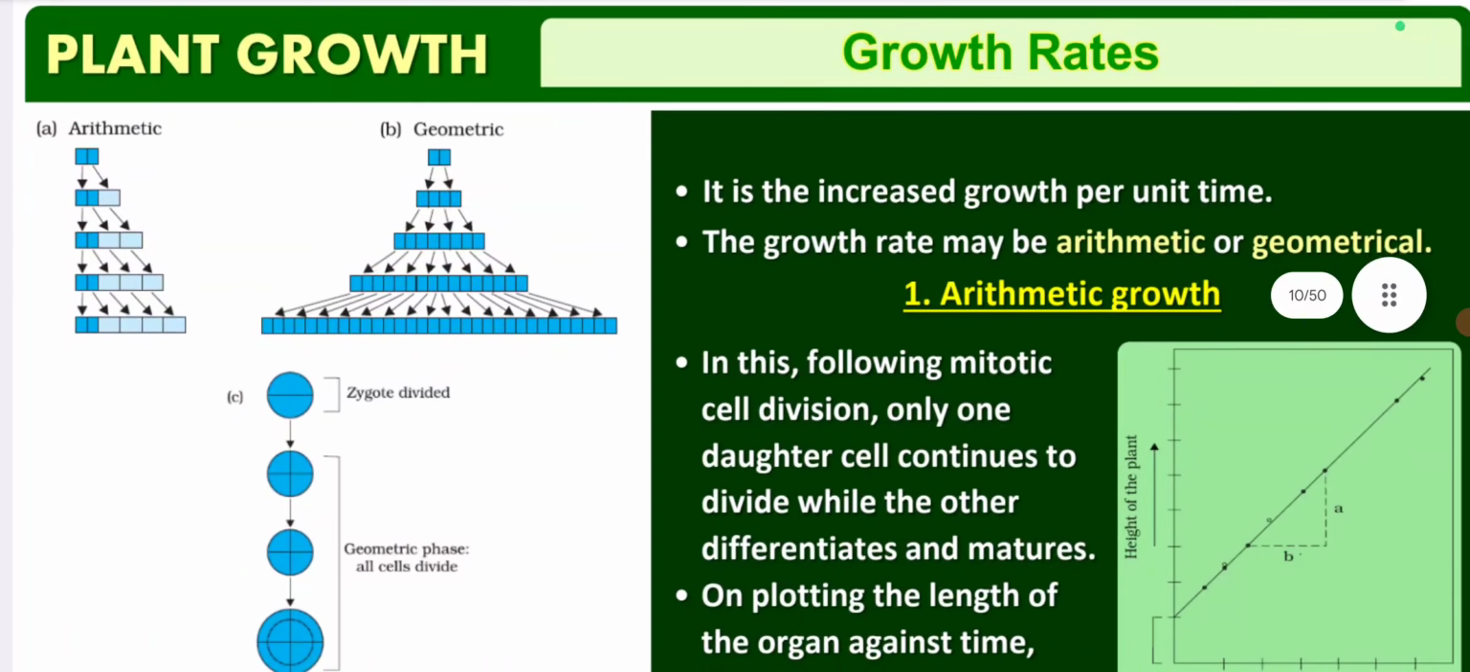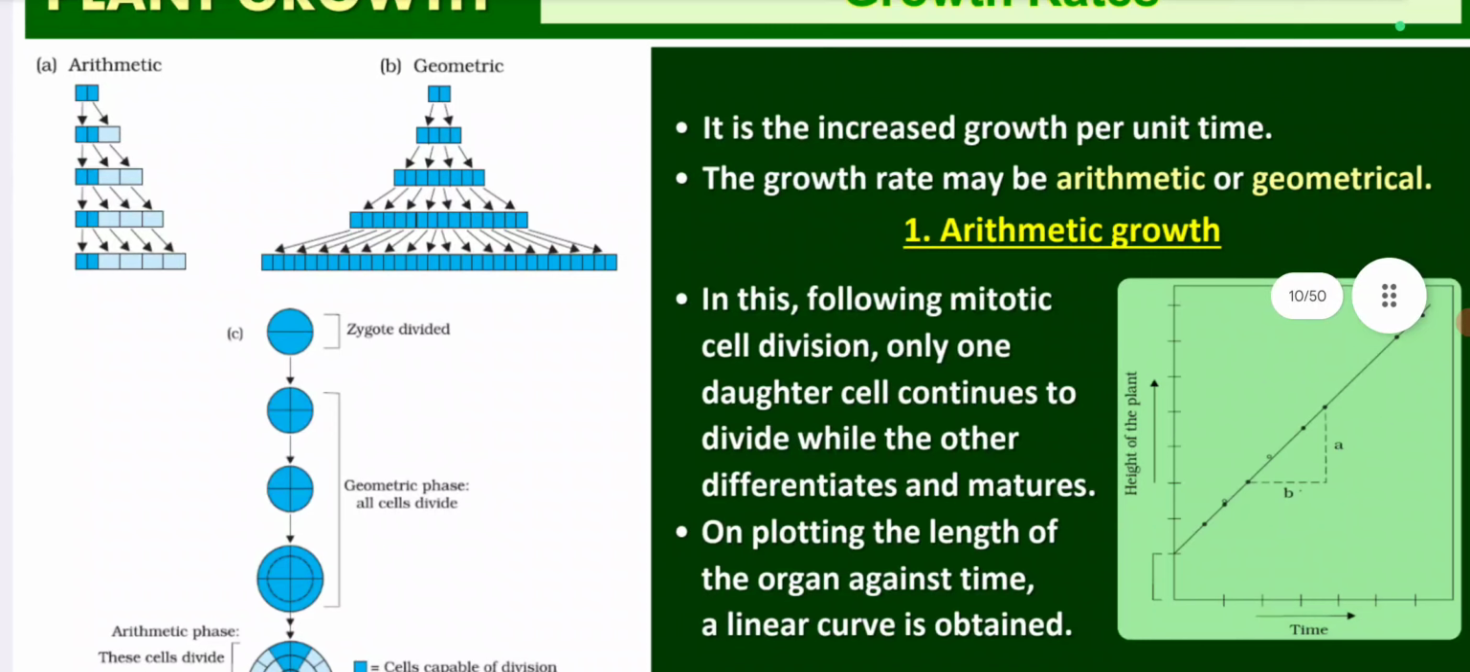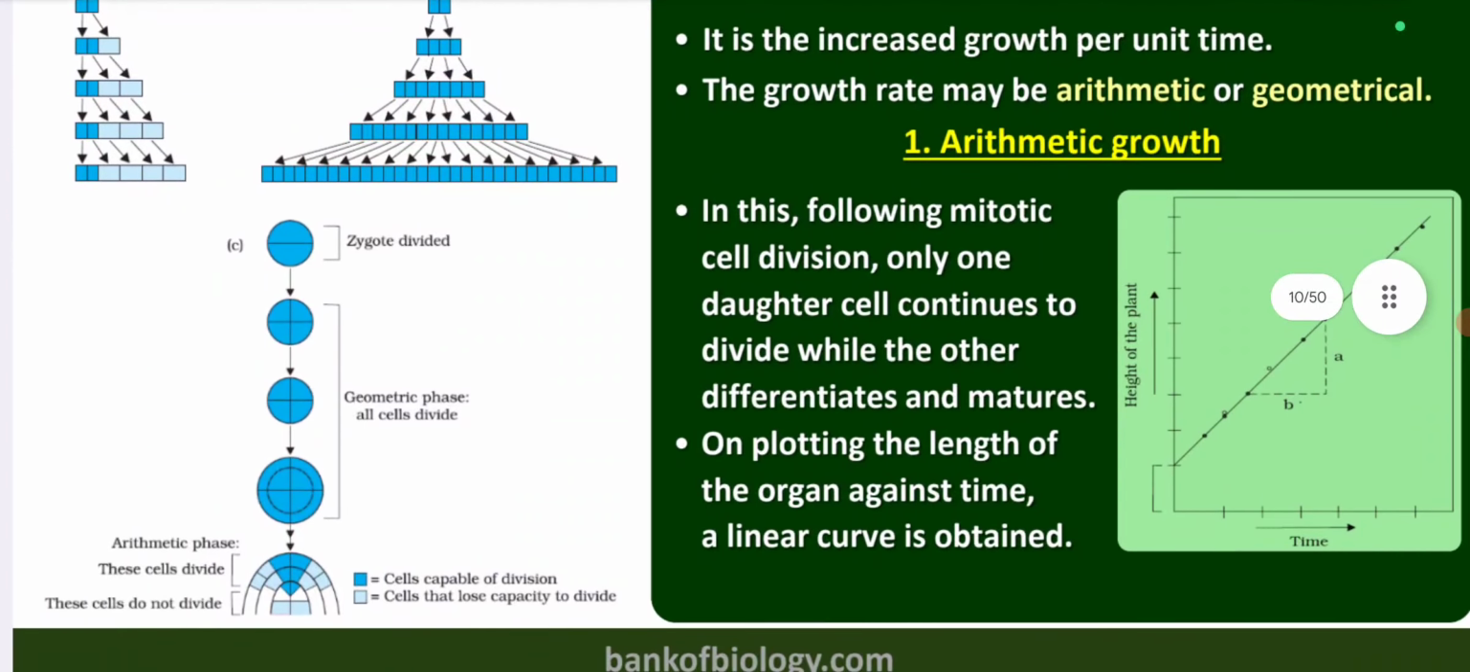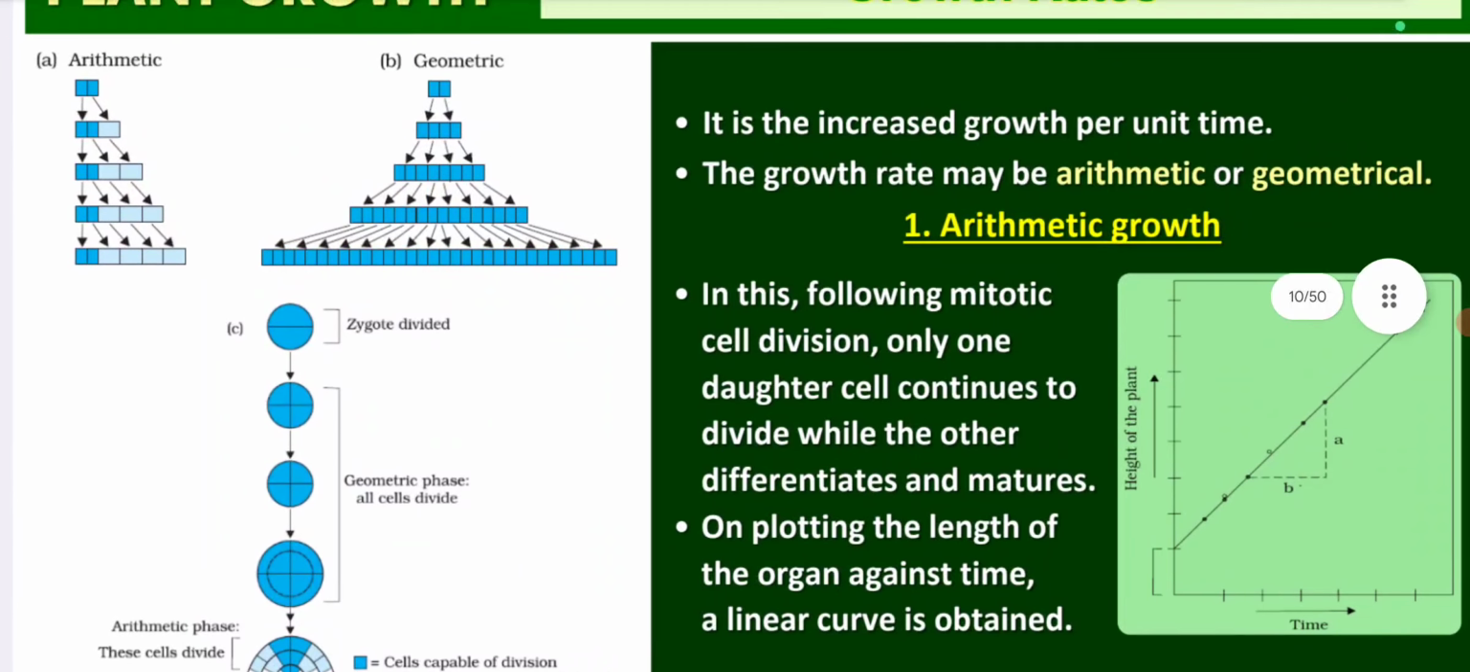Now coming to growth rate. It is the increased growth per unit time. The growth rate may be arithmetic or geometrical. Arithmetic growth: in this, following mitotic cell division, only one daughter cell continues to divide while the other differentiates and matures. You can see the first diagram, arithmetic, only one daughter cell is dividing while the other cells differentiate and do their other work.